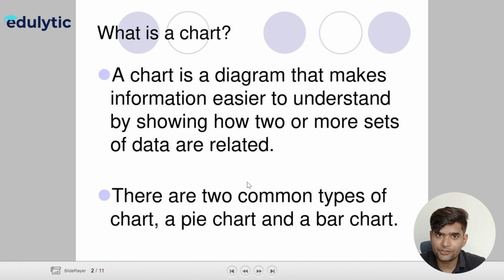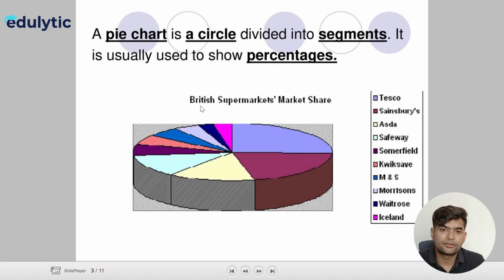Now, as the definition is evident on your screen, you can focus there as well and listen. A chart is a diagram that makes information easier to understand by showing how two or more sets of data are related. There are two common types of charts, a pie chart and a bar chart. A bar chart is the most common type of chart, which you have been dealing with in your matriculation maths problems, theorems. But a pie chart is the one which is in circular form.